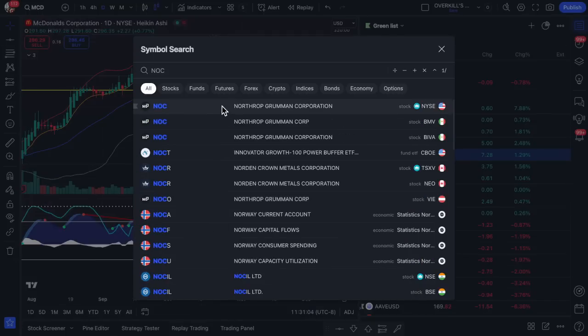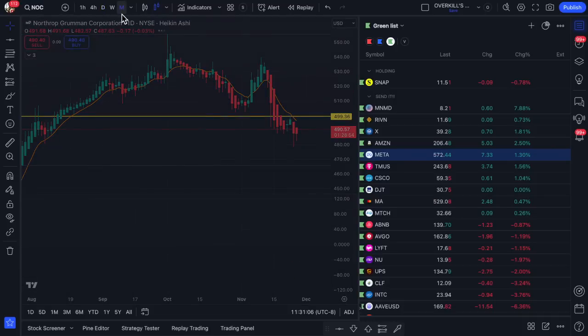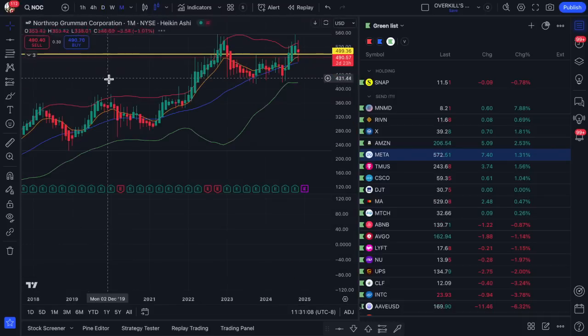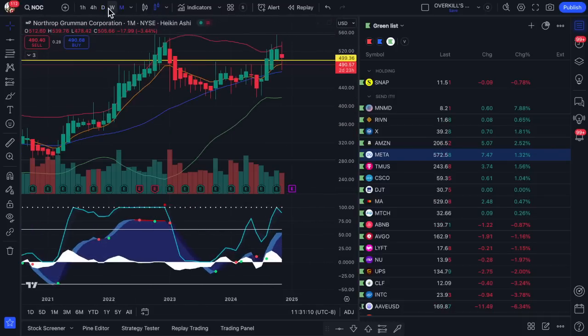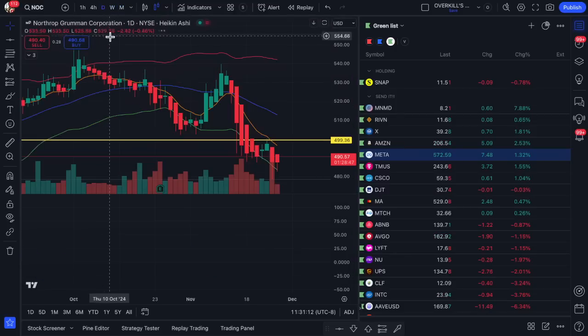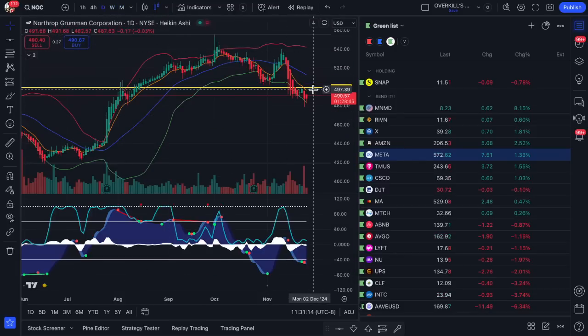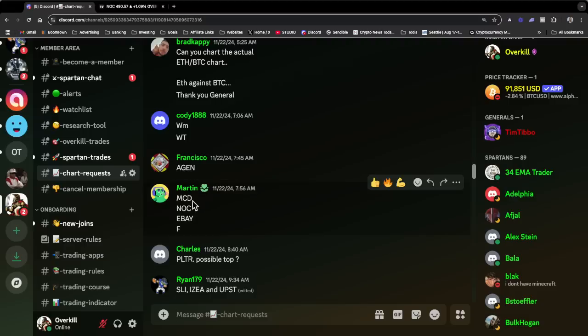NOC. What are we checking first? We're checking the monthly chart first. What color is the monthly candle? It's red. So therefore, right, we're not playing this. Okay, it's a falling knife right now. I would not touch that thing.